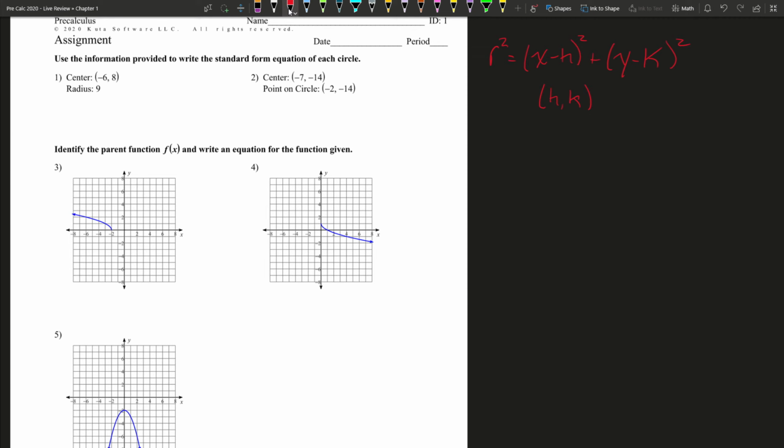All right, so this first one is really easy. You're just plugging in this h and this k along with this radius. Okay, so you get 9 squared is equal to x plus 6 squared plus y minus 8 squared. And then 9 squared is just 81. So you could do that. You can write 9 squared or 81. It's kind of up to you.